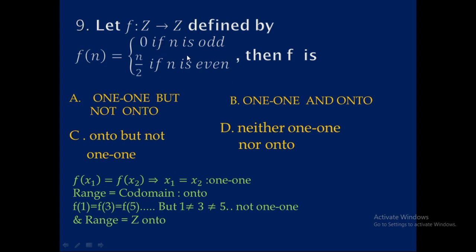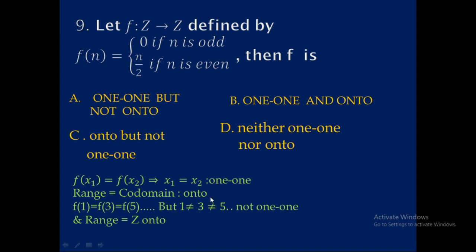When n is an even number the image is 0, and when n is odd... All integers, positive integers. When n is positive or negative, you get positive and negative integers, all integers including 0. Therefore the range is exactly equal to Z. Z is the codomain. Therefore the given function is onto.